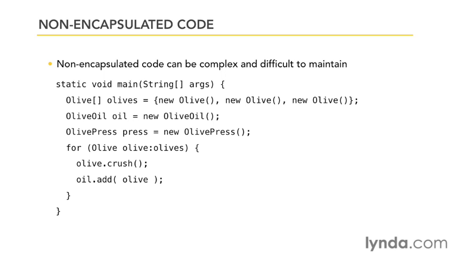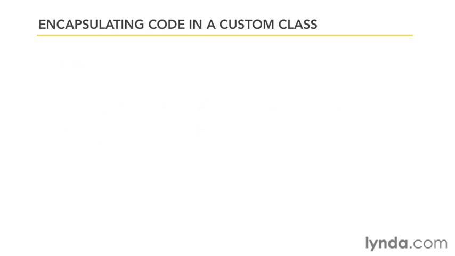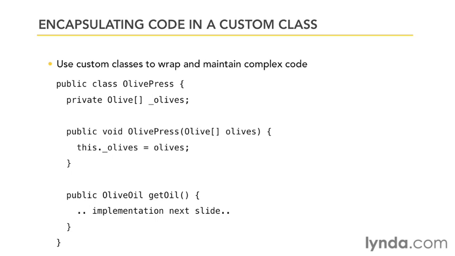Then somebody comes along and says, would you add a new feature to the application? Or I found a bug and it needs to be fixed. This sort of monolithic code is very, very difficult to manage. So in Java applications, you're encouraged from the beginning to break your applications down into small pieces. So for example, I might take some of that code and move it off into its own custom class. I might create a class called Olive Press. Within the Olive Press class, I might declare a private field or a private variable. In this case, it's an array of olive objects named olives.